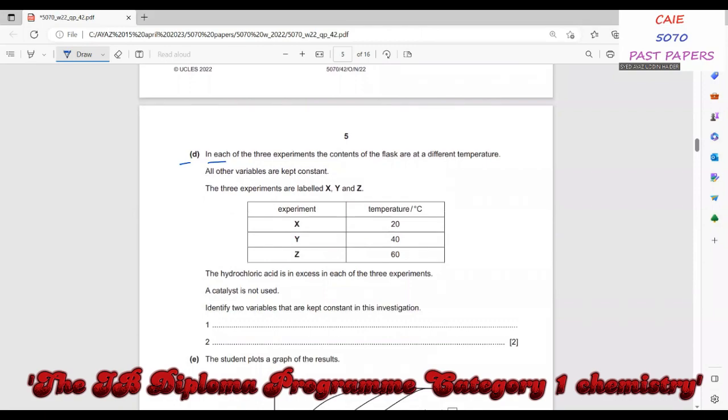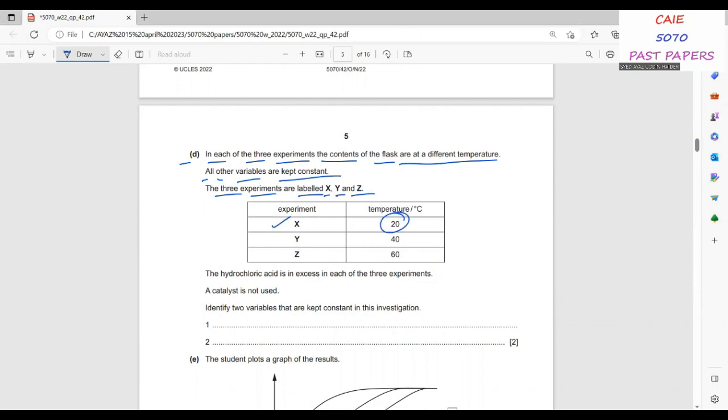B, in each of the three experiments, the contents of the flask are at different temperature. All other variables are kept constant. The three experiments are labeled X, Y, and Z. You see, for X, the temperature is 20 degrees centigrade. For Y, temperature is 40 degrees centigrade. For Z, the temperature is 60 degrees centigrade. The hydrochloric acid is in excess in each of the three experiments. A catalyst is not used.